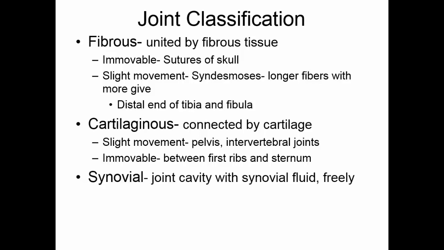Synovial joints have a joint cavity that's filled with synovial fluid. These joints are freely movable. These are all diarthroses. We see these in the arms and the legs, the wrists, the fingers. These are where synovial joints are found.